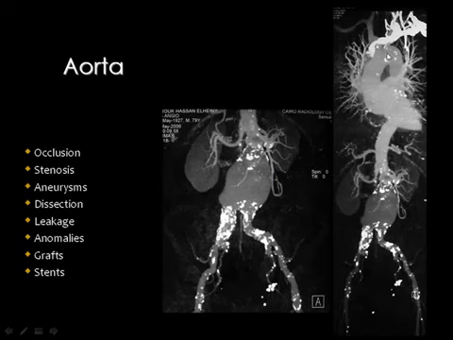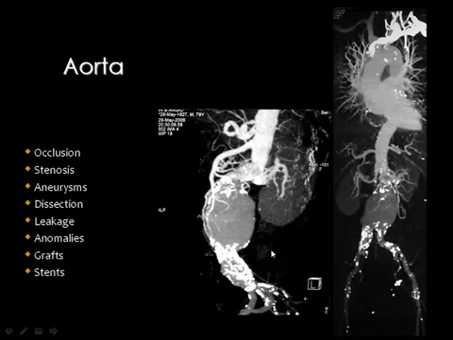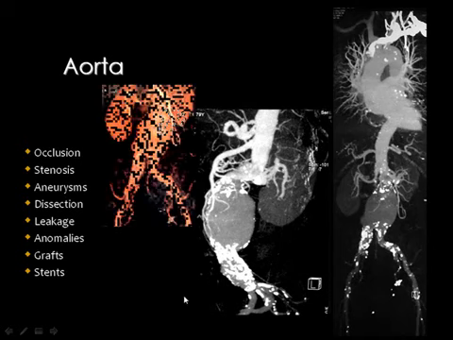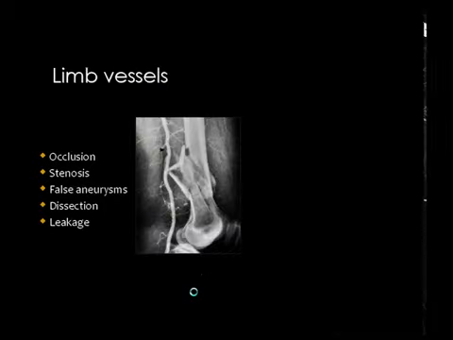This is the ascending arch, descending aorta, abdominal aorta, aneurysm in the aorta, atheromatous calcification. And you can magnify the image, and you can look at the image from the lateral view to see the posterior and the anterior aspects of the aneurysm, and you can display the image in color.